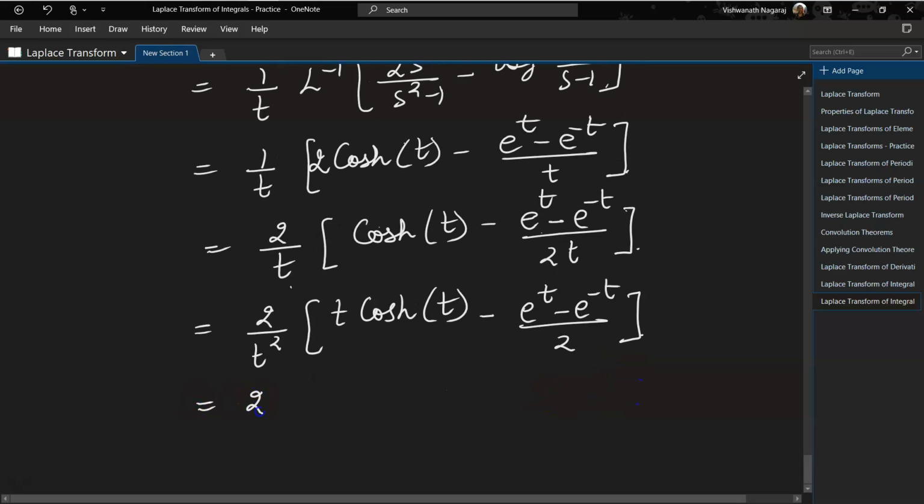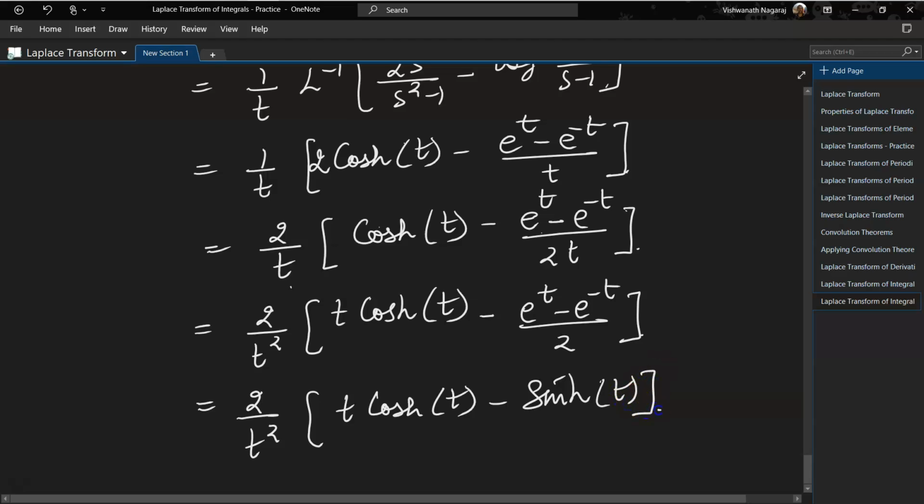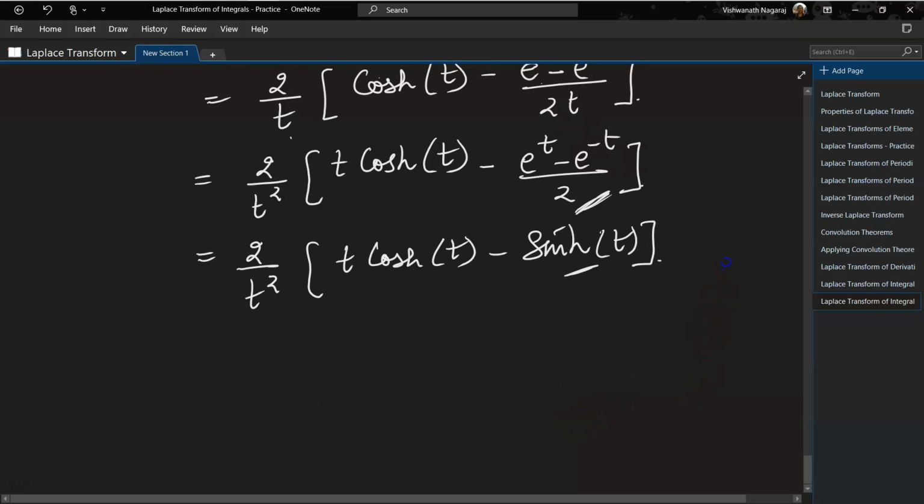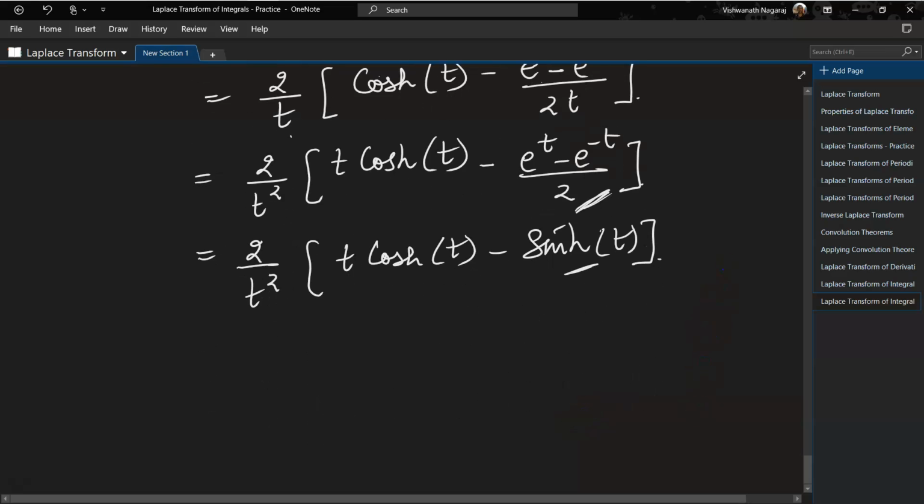The reason we did all this is to get this, t cos of t minus hyperbolic sine of t, to get this, so that we could write this. Okay, I think you got the idea. Practice. Bye for now.